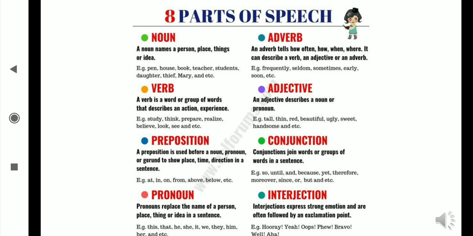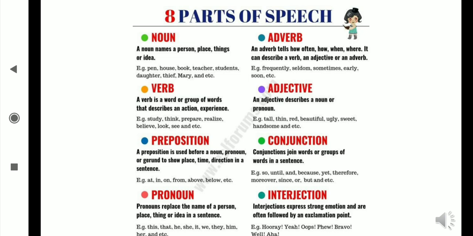Next part of speech is conjunction. What is the function of conjunction? How do we use it? Yeah, conjunctions join words or groups of words in a sentence. For example, so, until, and, because, yet, therefore, moreover, since, or, but, etc.